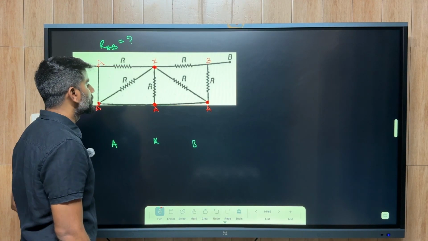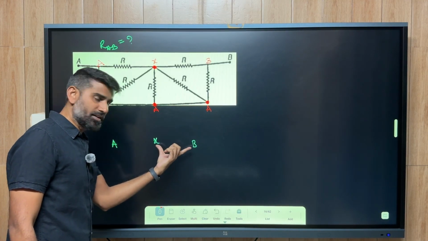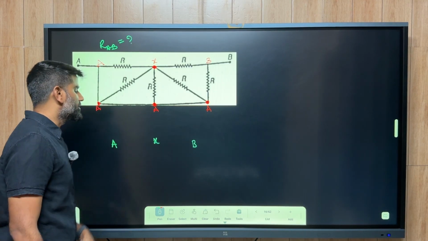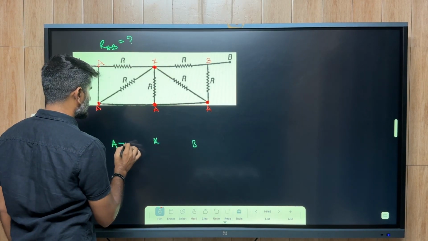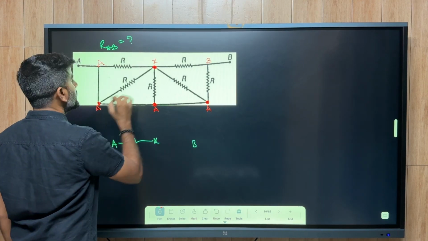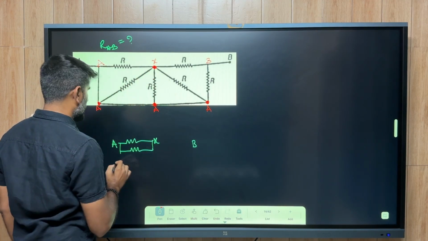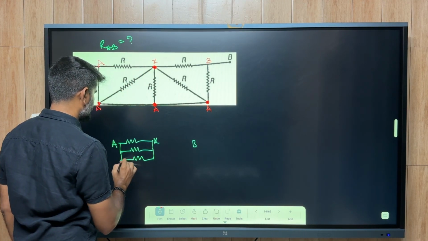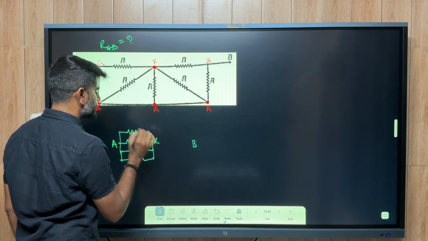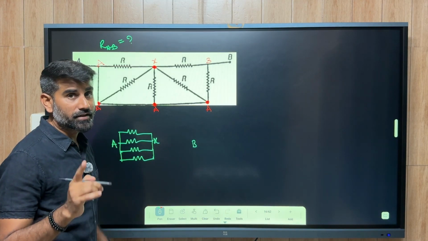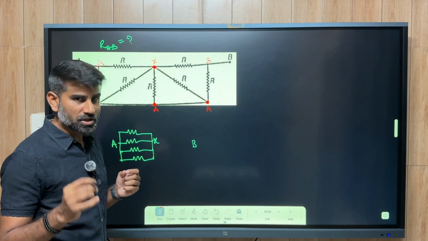Now we are going to identify the resistors which are connected between A and X, or X and B, or A and B. Let's identify them. A to X, how many resistors are there? A to X, this is one resistor. A to X, this is another resistor. And we have another A to X, one more such resistor. And here also we have A to X, another resistor again. Four resistors have been connected between the A and X potential points.